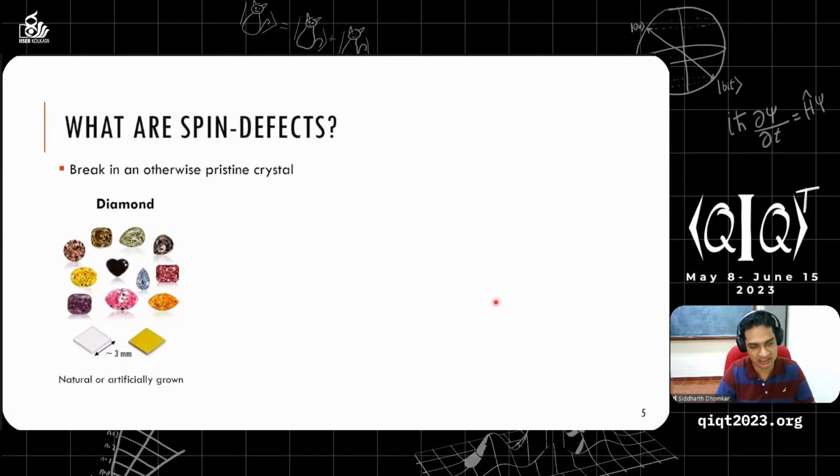So what are optically active spin defects? I'm going to focus mostly on nitrogen vacancy centers in diamond, which is the most popular spin defect. But when I say diamond, people generally start picturing these brilliant crystals like diamond, right? Most of the crystals that I work with are lab-grown diamonds. They look something like this, right? But all these colors are due to defects.